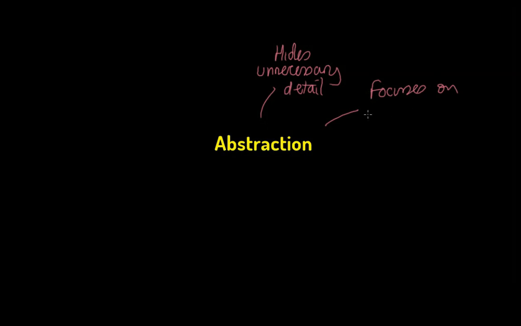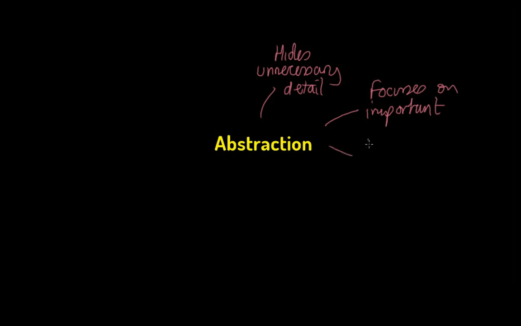So abstraction. Okay, there's six things I want to talk to you about abstraction. Abstraction hides unnecessary detail, but remember that this is contextual. Second thing it does, it only focuses on the important things. So ignore all the other stuff. Just focus on the important things.